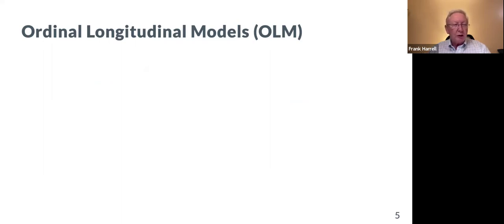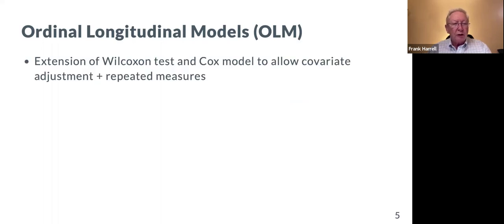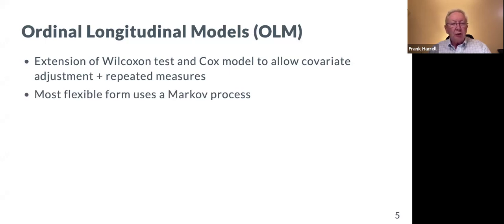The next method I want to talk about is ordinal longitudinal models, which is what we have spent so much time at Vanderbilt University in my department, especially with applicability to the multiple COVID therapeutic trials we have led. Ordinal longitudinal models, or OLM, are extensions of the Wilcoxon test, also extensions of the Cox proportional hazards model that allow covariate adjustment and repeated measures.